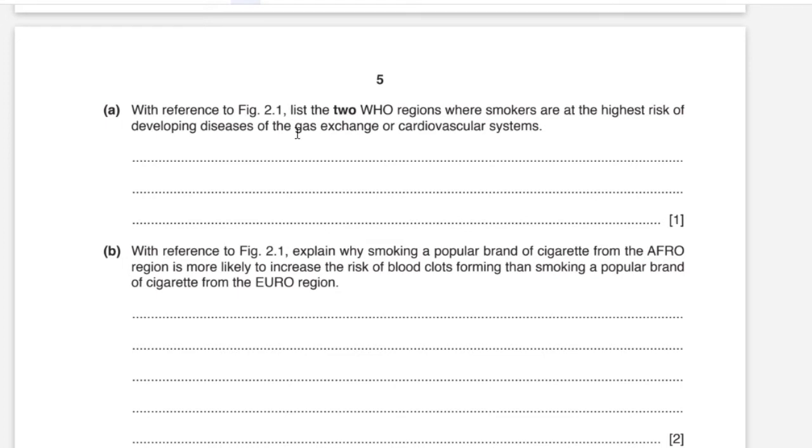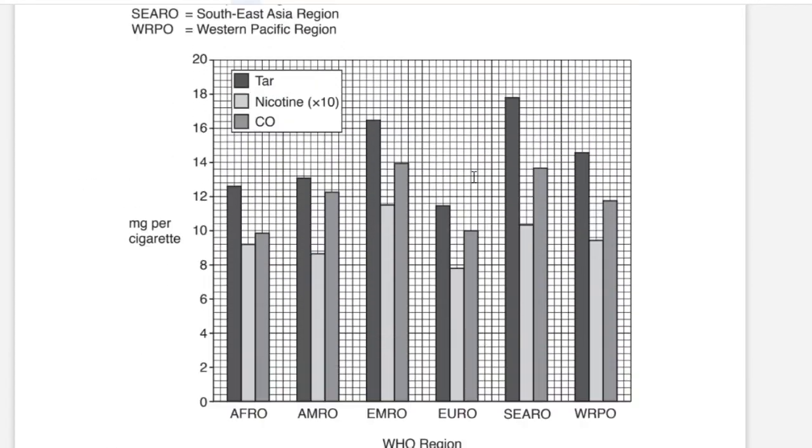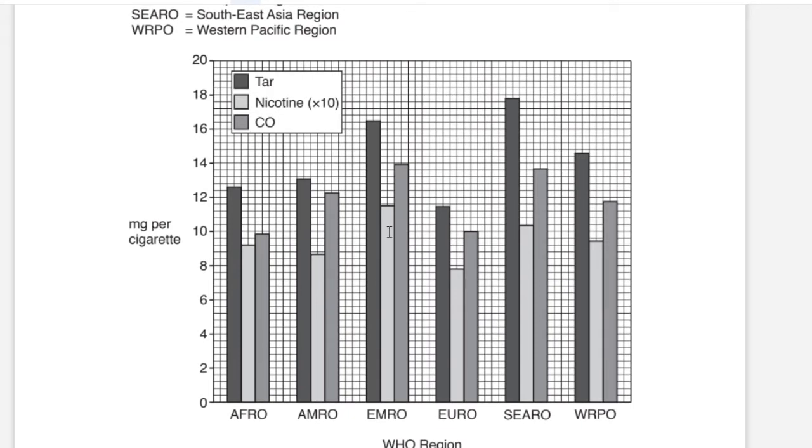Gas exchange diseases are caused by tar, and cardiovascular diseases would be caused by carbon monoxide and nicotine. And so the 2 regions where smokers have the highest risk of these 2 kinds of diseases would have to be living in an area or 2 areas where cigarette smoke contains the greatest amount of tar, carbon monoxide, and nicotine. So the first region is here, which has the greatest amount of tar, where cigarettes contain the greatest amount of carbon monoxide and nicotine.